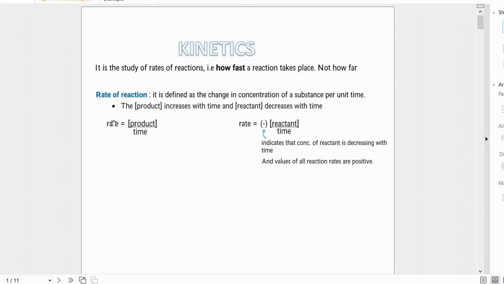Okay. In chemistry, we define rate of reaction specifically in A levels in a specific manner. It is defined as the change in concentration of a substance per unit time. The substance could be a product or it could be a reactant. So the rate of reaction could be expressed in terms of products like this or expressed in terms of reactants like this.